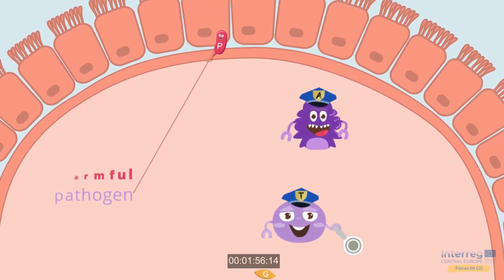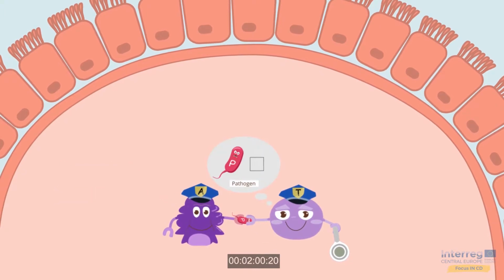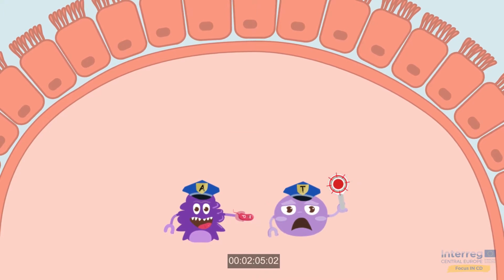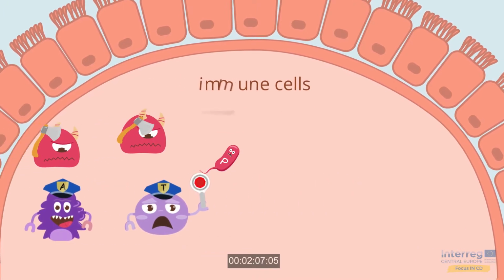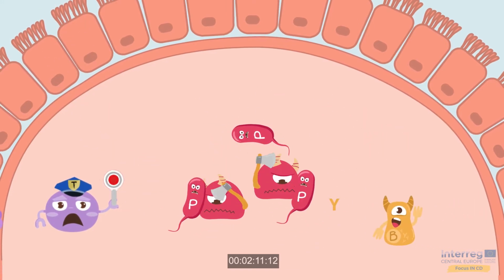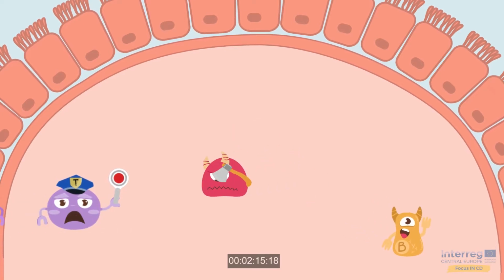But if a harmful pathogen invades a person's body, the T helper cell recognizes the invader and calls other immune cells to defend the body against this pathogen. After all pathogens have been cleared, the immune reaction is stopped.